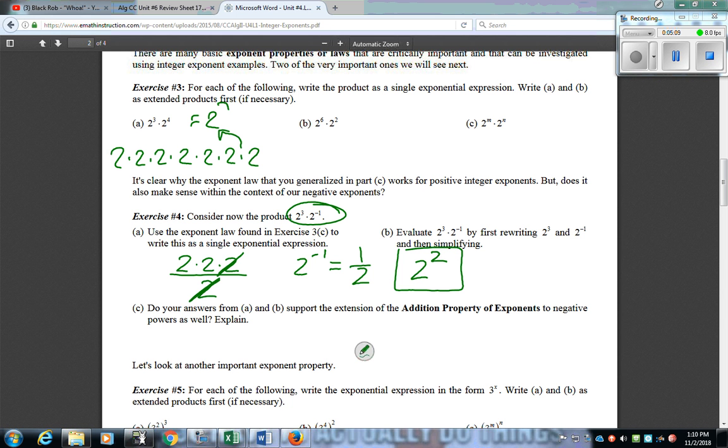So for C, they're asking if this does support the extension of what we talked about with adding exponents when you're multiplying. And it does, because when we're doing a negative exponent it brings in a fraction, which is division. And this works because division and multiplication are opposites.